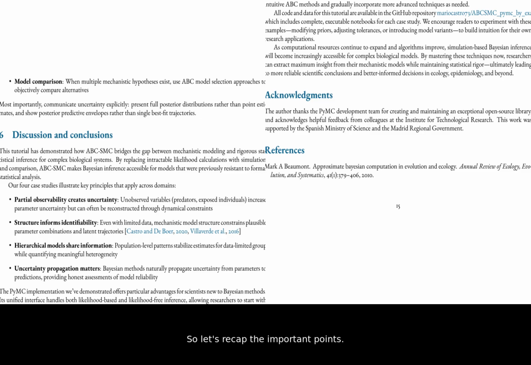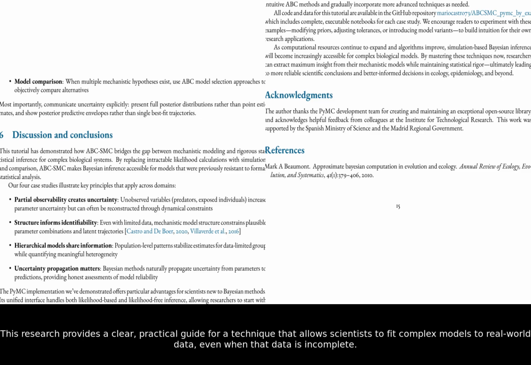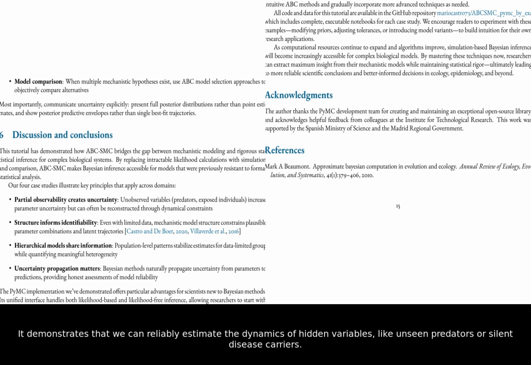So let's recap the important points. This research provides a clear, practical guide for a technique that allows scientists to fit complex models to real-world data, even when that data is incomplete. It demonstrates that we can reliably estimate the dynamics of hidden variables, like unseen predators or silent disease carriers. And it shows how to use hierarchical models to analyze multiple groups at once, improving the accuracy of our conclusions.